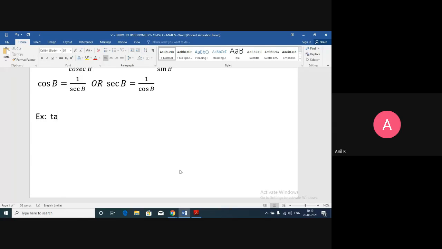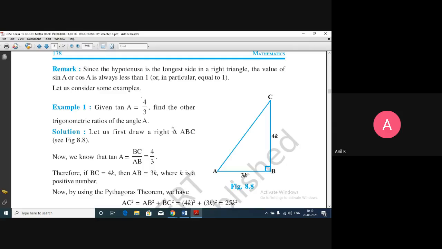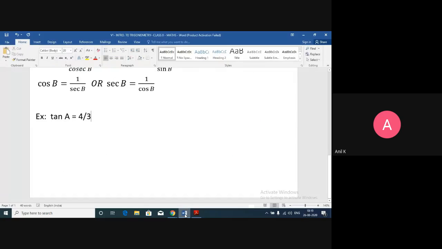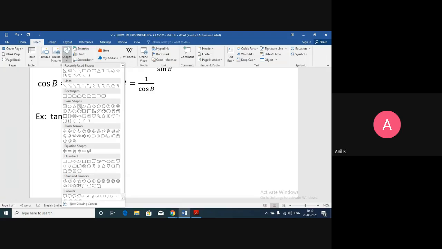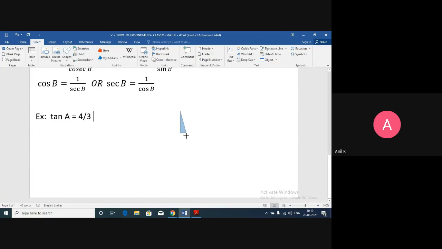What is given is tan A equals 4 upon 3. You have to find all other trigonometric ratios. I think that is the question. Find the other trigonometric ratios of angle A. So what you do is, this type of one, these are the 1 mark questions. So what you do is immediately you draw the diagram, which is a right angle triangle.